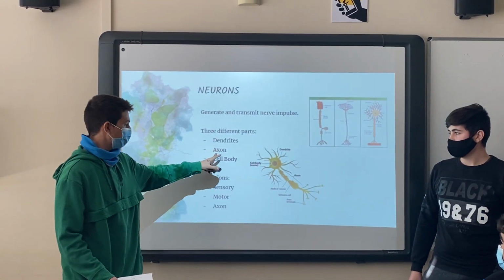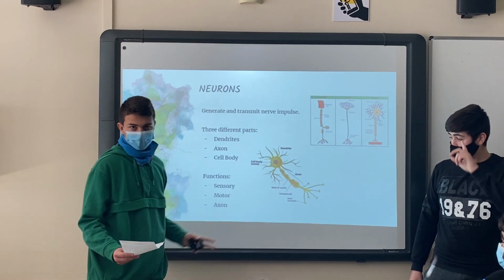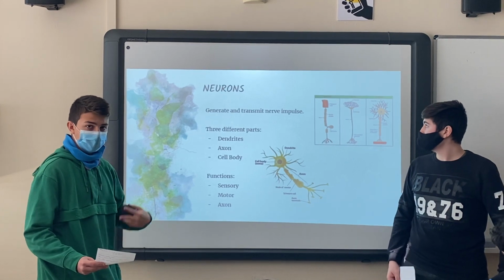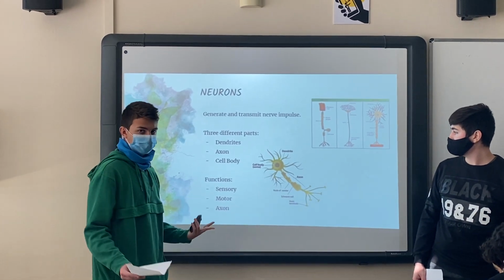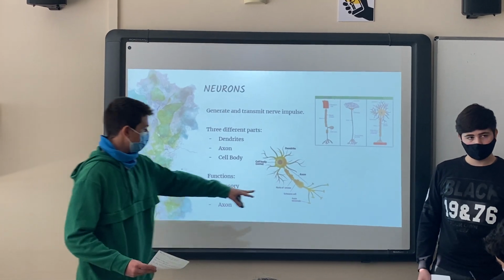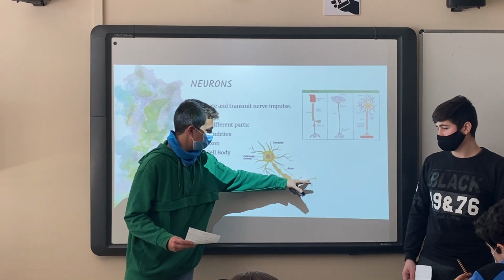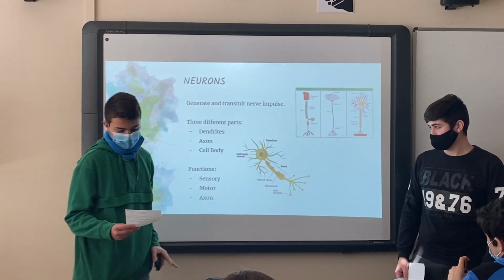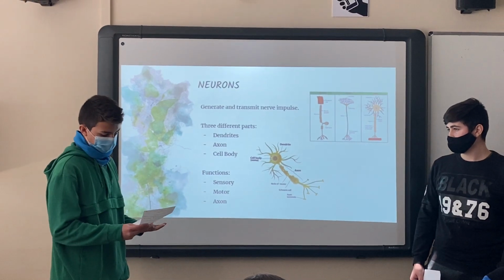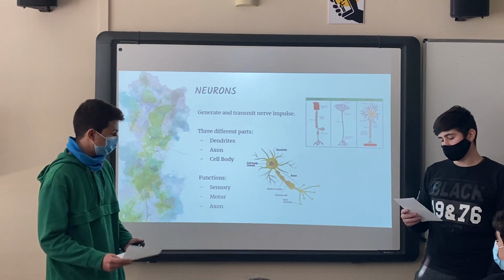And finally, we have the axon, that is a long fiber that transmits nerve impulses away from the cell body. Many of these axons, these small, short axons, have a myelin cover, that increases the speed of the nerve impulse.